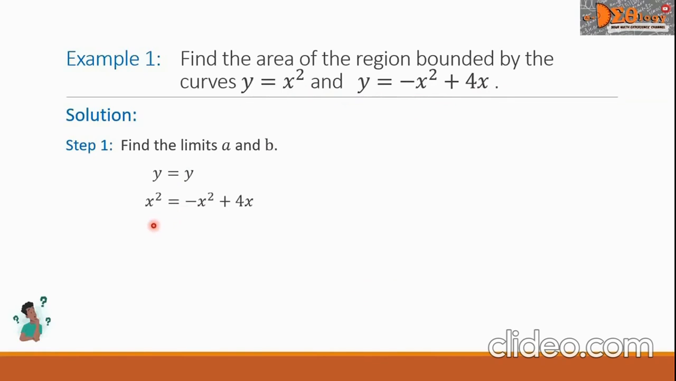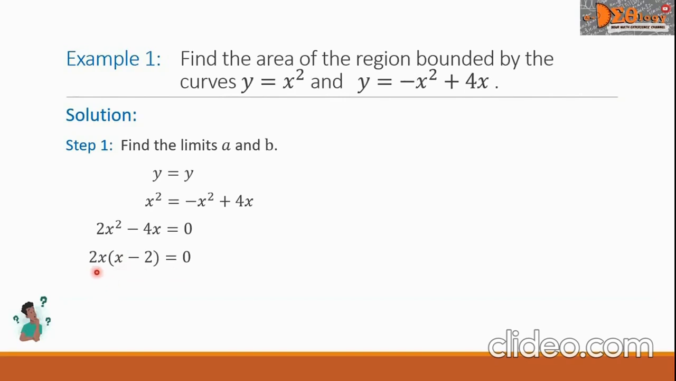So we write here x squared equals negative x squared plus 4x. Let us simplify this equation. The right-hand side, let us transpose to the left side. And when we simplify, we will get 2x squared minus 4x equals 0. Let us solve now for x. We can do factoring. The factors now are 2x times x minus 2 equals 0.